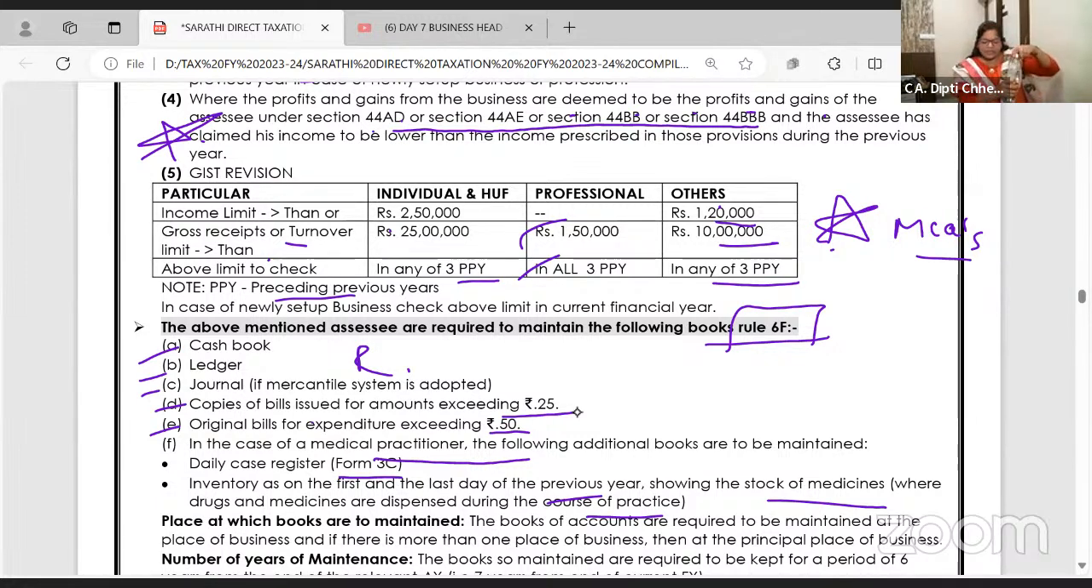For individual, it is very easy. Income exceeding 2,50,000, turnover exceeding 25 lakhs. For others, income exceeding 1,20,000, turnover exceeding 10 lakhs. And for professionals, the gross receipts exceeding 1,50,000.